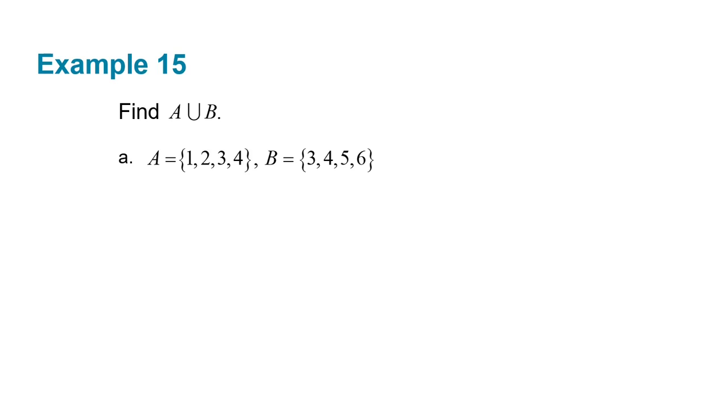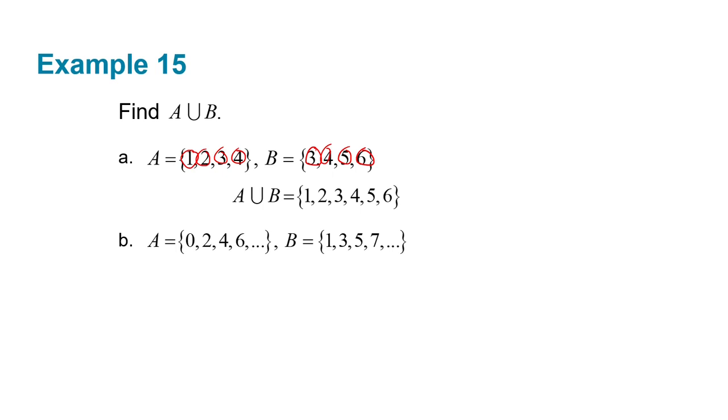Let's consider this example. We have A union B. So for the set A union B, you could have 1, 2, 3, 4, and you could have 3, 4, 5, 6. So all we have to do is list all of the elements, but don't have any repeats. So A union B equals 1, 2, 3, 4, 5, 6.